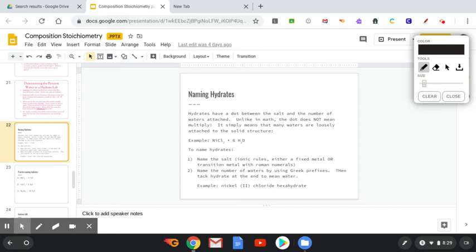So to name the hydrate, you're going to name the salt first. You're going to use ionic rules. Okay, so if it's a fixed metal, you'll use fixed metal rules, right? And just name the first element, the metal, and then name the nonmetal or the polyatomic ion. Okay, if it is a transition metal, then you need to name it with Roman numerals. Okay, so that's the first step, is to name the first part of the salt. Okay, and in this case, we have nickel. And if you look to find nickel on your periodic table, you'll see it's a transition element. So we need a Roman numeral. And then we have chloride.